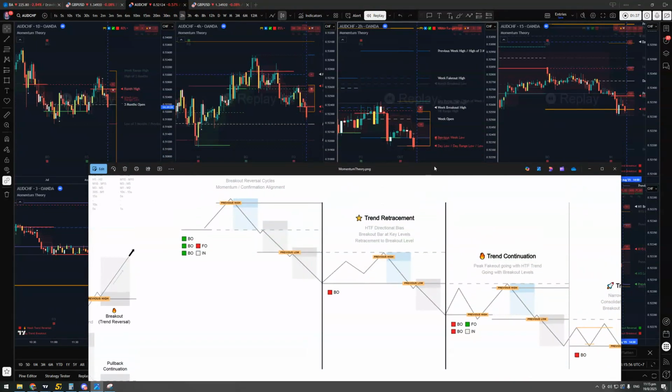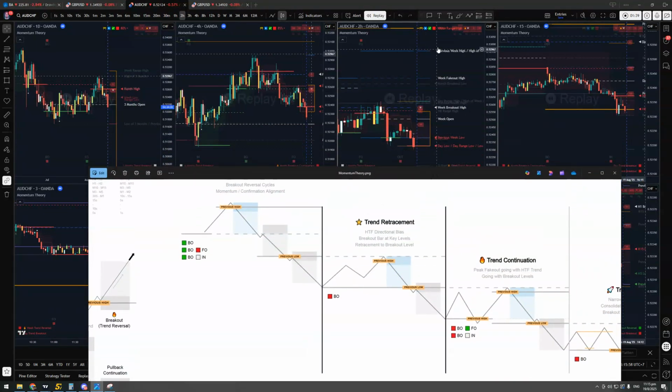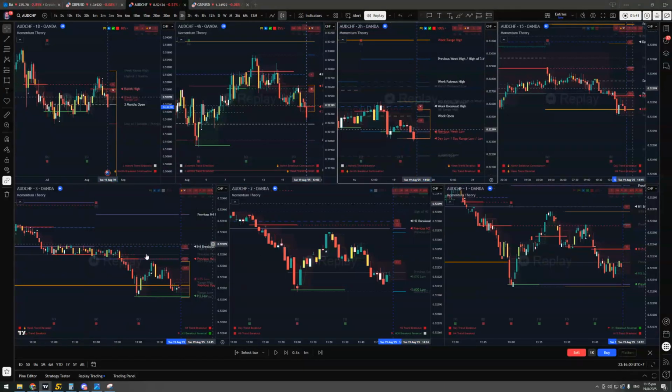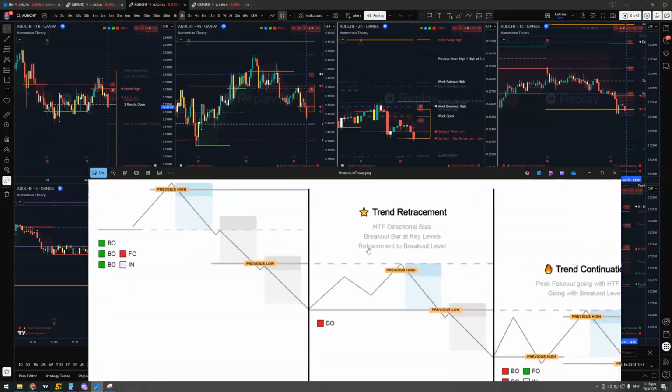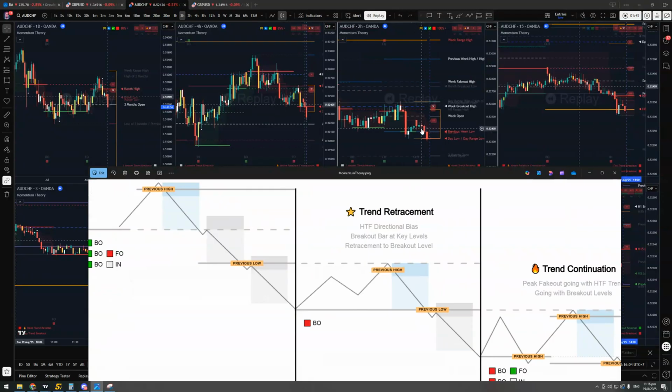So in a trend retracement setup, I want to see higher time frame directional bias. We have that. Everything is bearish here. And then I want to see a breakout bar at key levels. We have a breakout bar right at the previous day low and at the previous week low. And then on the lower time frame, I want to see price retrace to that breakout level, fake out the momentum time frame, and then take a trade back down to the lows.